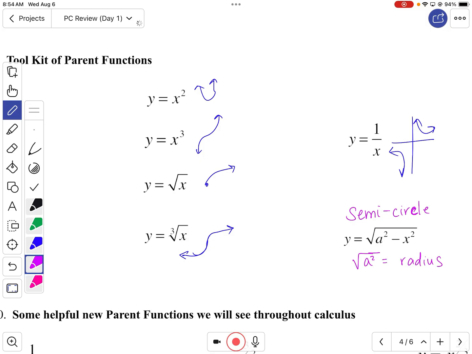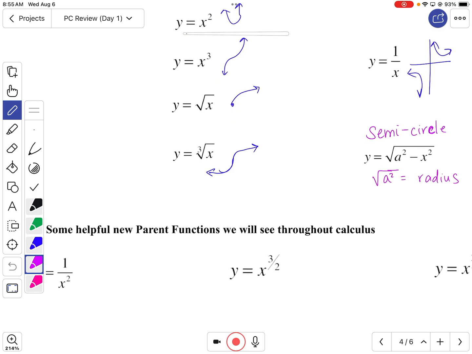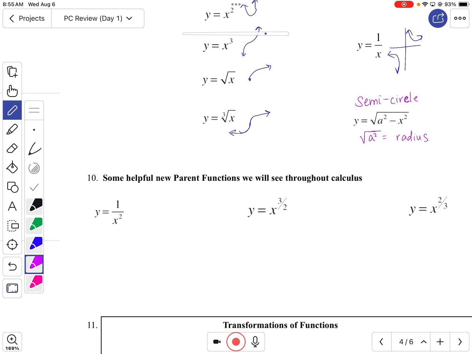All right, but I want to show you some new ones. All right, some new parent functions that we'll see throughout calculus. The good news is most of the times when we're dealing with these, we can plot a few points and figure out what they're doing. Okay, so the other ones are pretty common knowledge. We've worked with those for several years. But now when we get to calculus, we want to look at some new ones.